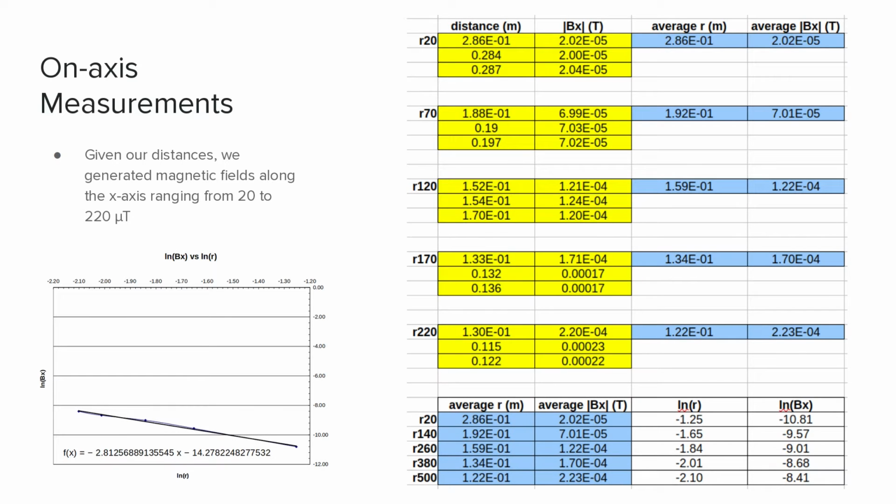Shown here is the inputted data of the on-axis measurements. To the right are the average distances and strengths of magnetic fields along the x-axis. We find that they range from 20 to 200 microteslas. To the bottom left is the outputted graph and trendline equation. They represent the inputted data seen on the right. The trendline equation that accommodates this graph will play a critical role in future calculations.